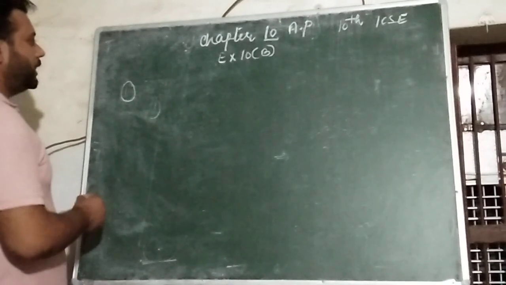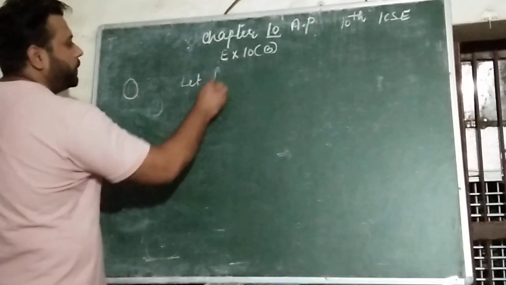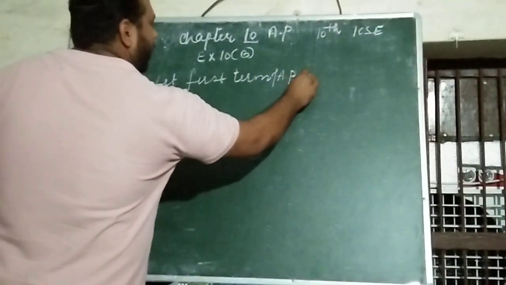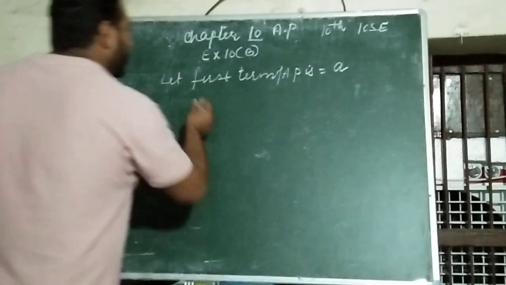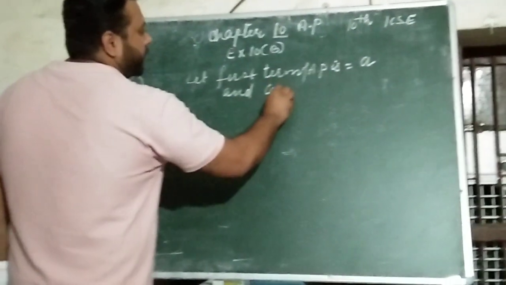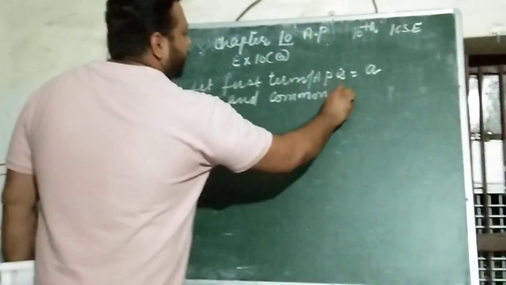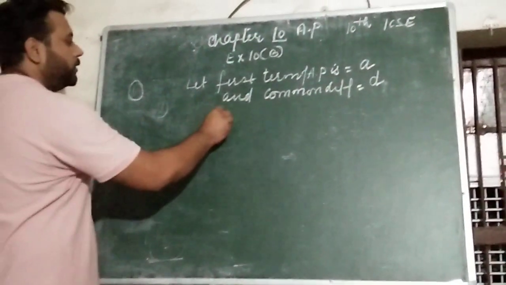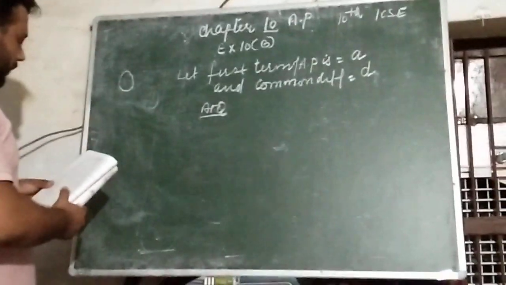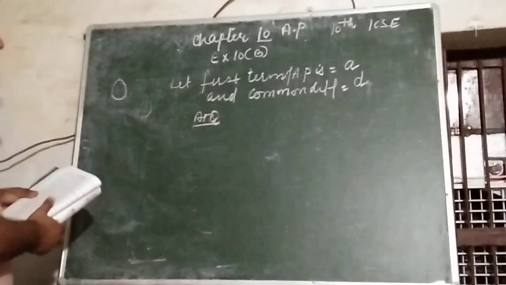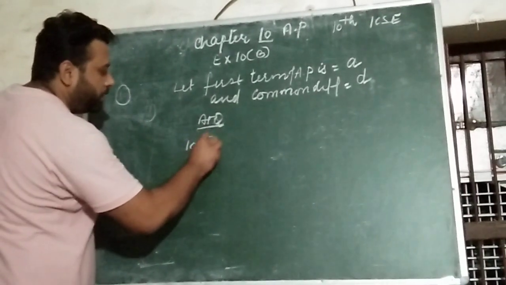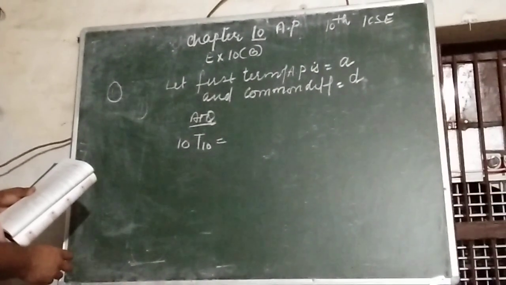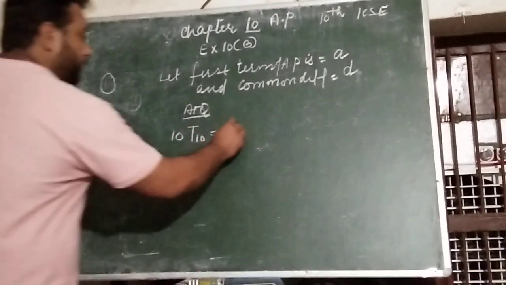Already we have discussed in the previous video. Let the first term of the AP be equal to A and the common difference equal to D, small d. So according to the question, what is given: 10 times the 10th term is equal to 30 times the 30th term.